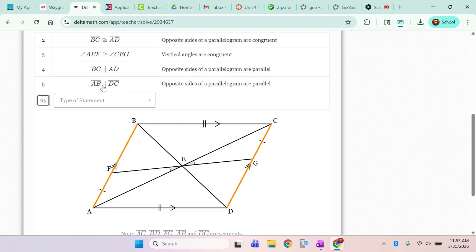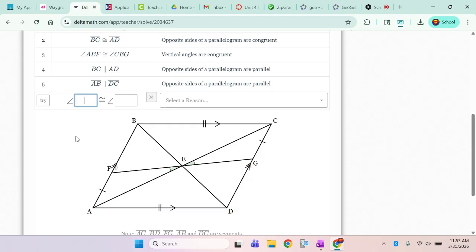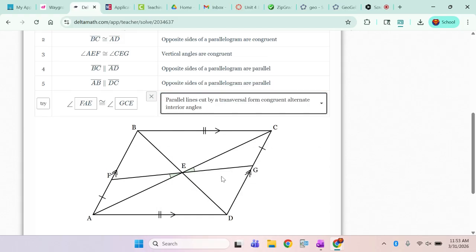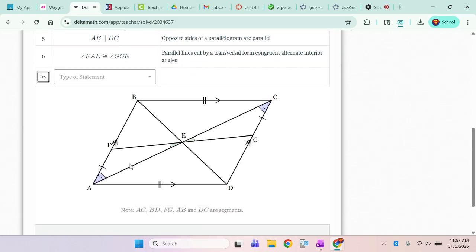What about FAE? Oh yeah, FAE and then GCE. There you go. So the other one is FAE and GCE. Why? They're alternate interior angles. So now, do I have enough information to say these two triangles are congruent?